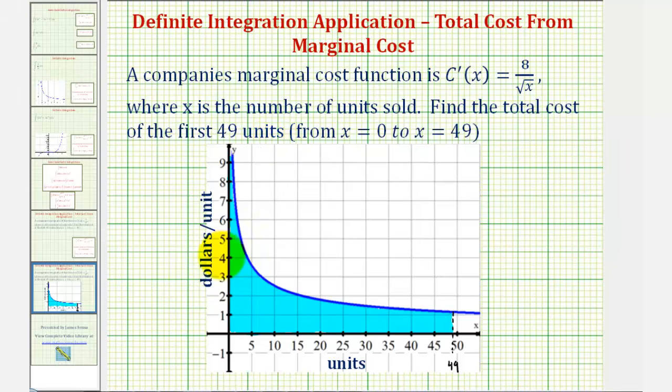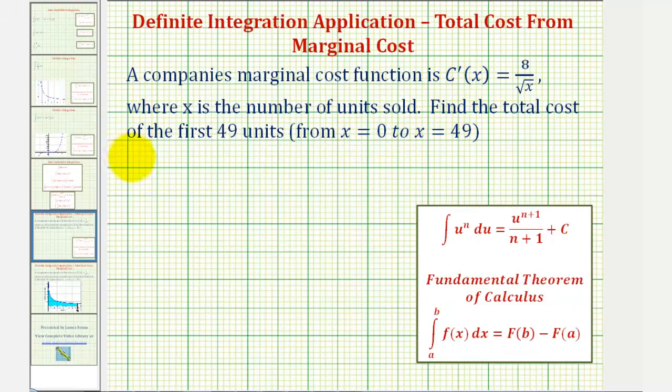So the total cost is equal to the definite integral of c prime of x from 0 to 49. So again, the total cost is going to be equal to the integral of c prime of x, or 8 divided by the square root of x, integrated from 0 to 49.